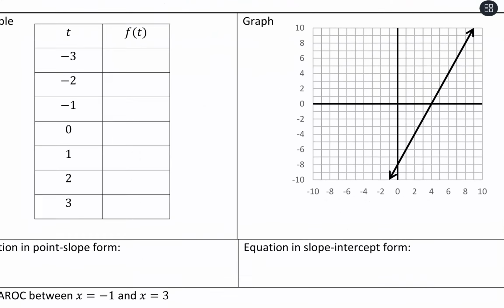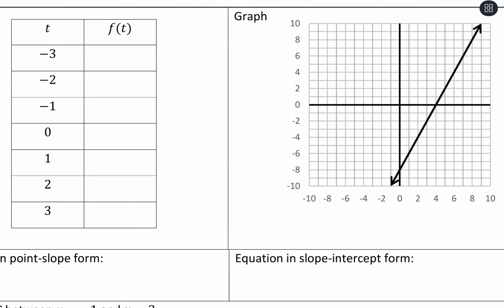Okay, with this one we're given a graph. So what we could do is fill in the table. So let's see, at -3, I can't quite see what's going on there. So let's go ahead and fill in values that we do know. So how about the 0, -8? Let's see, at -1, it looks like we're at -10. At 1, we're at -6.